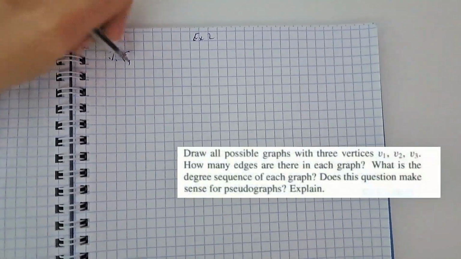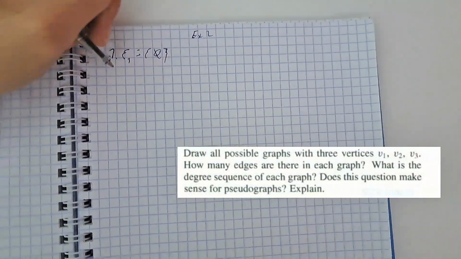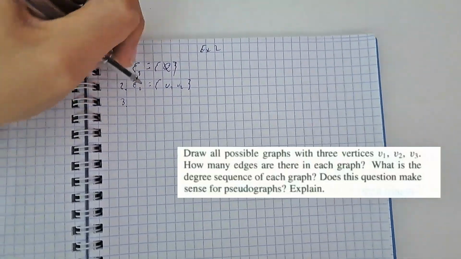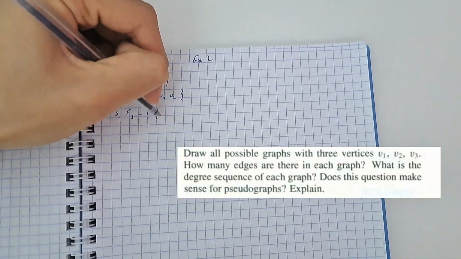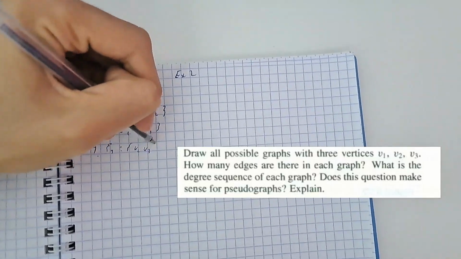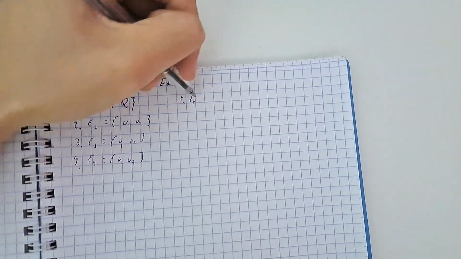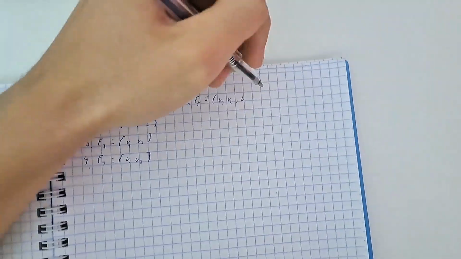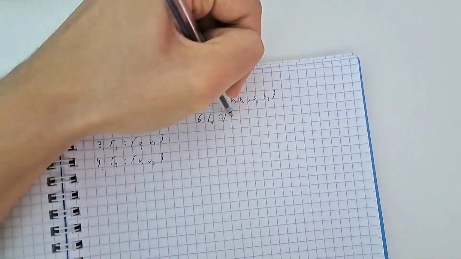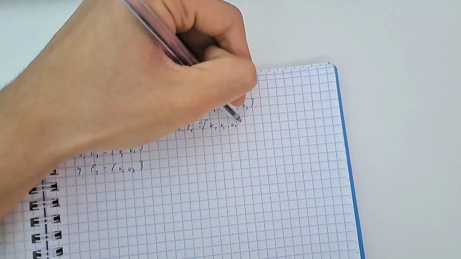In exercise 2, we should find all possible graphs with 3 vertices v1, v2 and v3 and count edges in each graph. Also, we have to find the degree sequence of each graph. As you see, I write all possible variants of edges as sets. Note that set number 1 has an empty value because it does not have any edges.